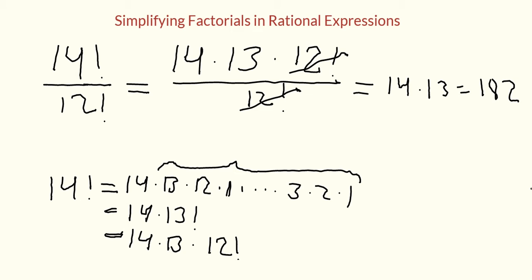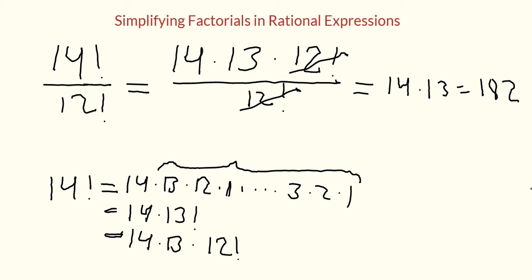Anytime we have a rational expression with factorials in it, like we did here, we can always take the larger of the factorials and expand it as a product of some factors times the other factorial. And the convenient thing about that is that the other factorial, the smaller factorial, will cancel out, leaving just a product of factors. In this case here, we expanded 14 factorial to be 14 times 13 times 12 factorial.